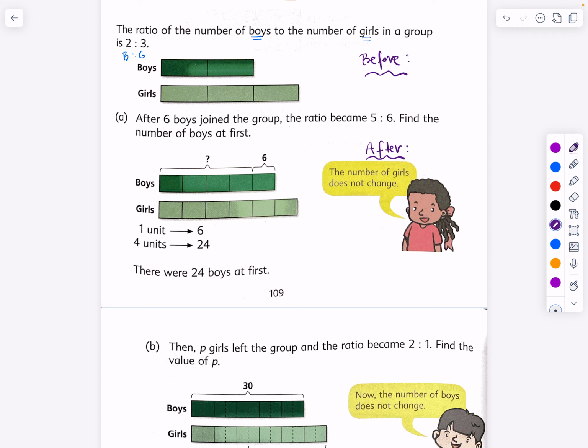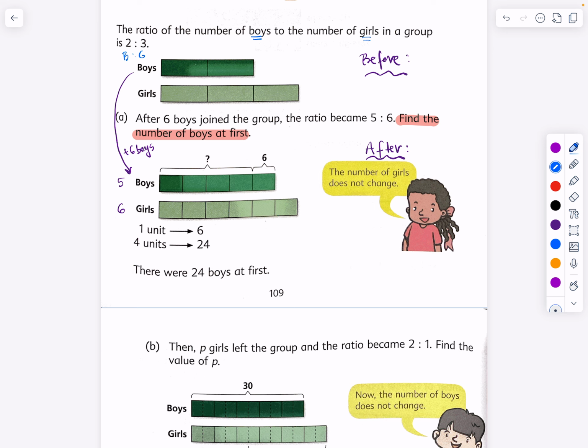So what do we have before? Boys to girls are in the ratio of 2 to 3. After 6 boys joined the group, so what happened? Plus 6 boys, right? The number of boys increased. The ratio became 5 to 6. We can say 5 to 6. Find the number of boys at first. Let me mark this question. Find the number of boys at first. Very good. So let's take a look.